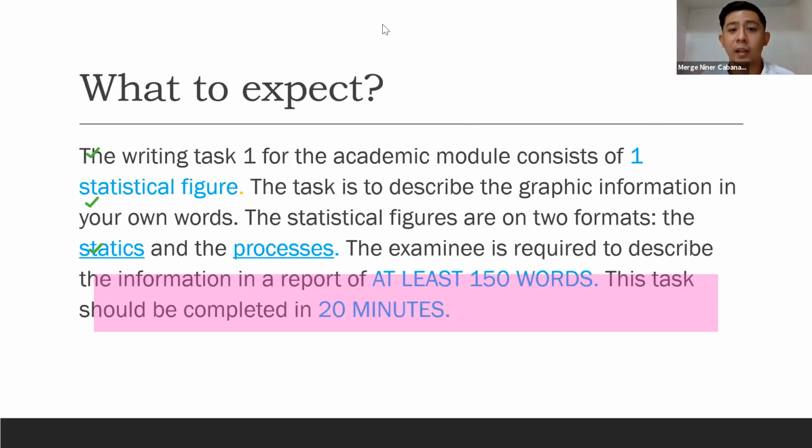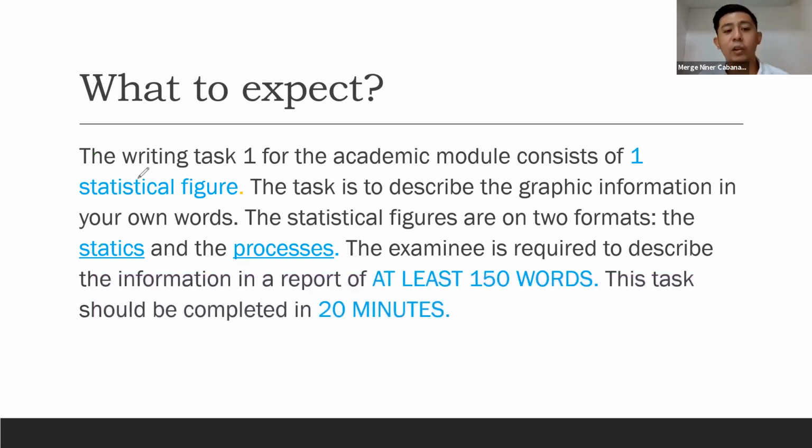So now, what to expect? Okay, I'm going to clear my drawing. So what to expect? Your writing task 1 for your module consists of 1 statistical figure. So I want to repeat myself here that your module for your task 1 consists of 1 statistical figure. Now, let me tell you this. This one is actually not very correct because your task can either be a static or a process. So let me just highlight this. It could be a static or it could be a process.